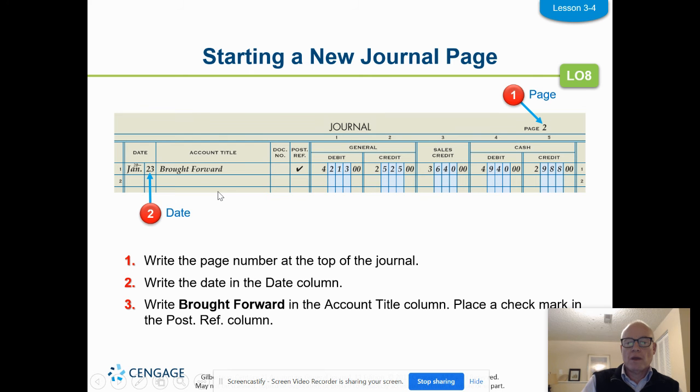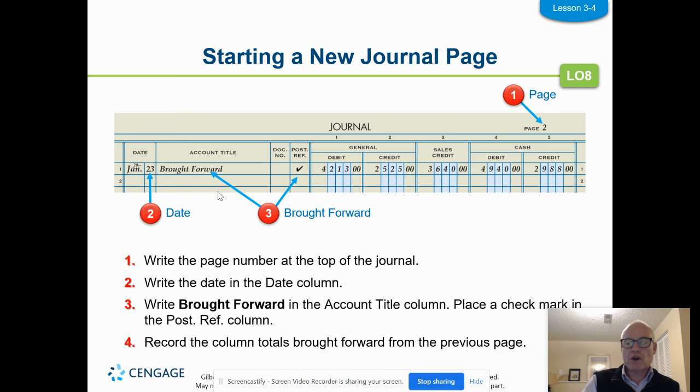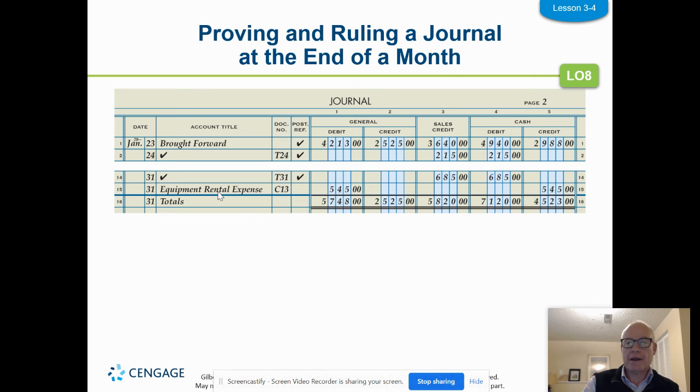All right. Right, brought forward, place a check mark in the post reference column, which means this isn't actually going to get posted. Brought forward, record the column totals brought forward from the previous page. And you're going to do this every time you start a new page if you're using this manual accounting system, which I got to say, most people would not be using this, but we're using it as an illustration to learn accounting theory. Have I said that before? I think I have.